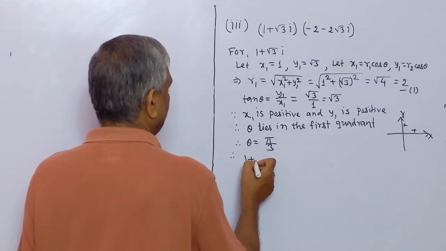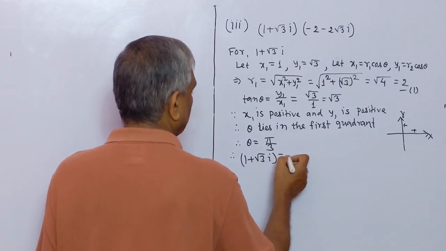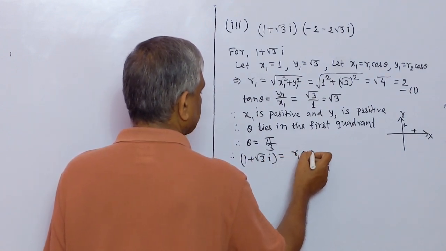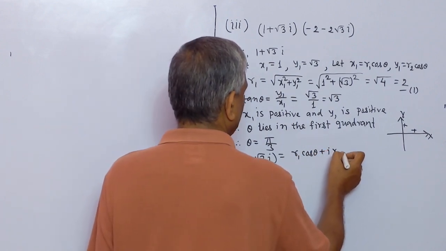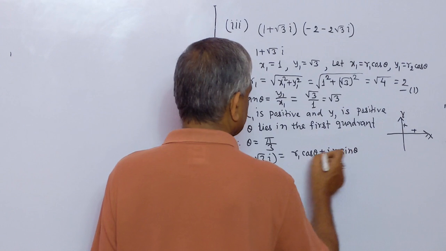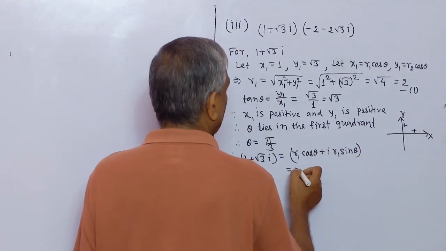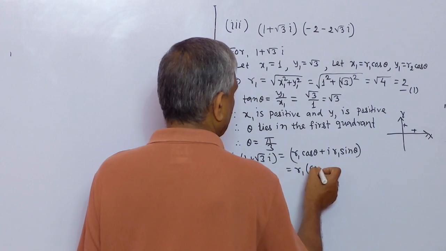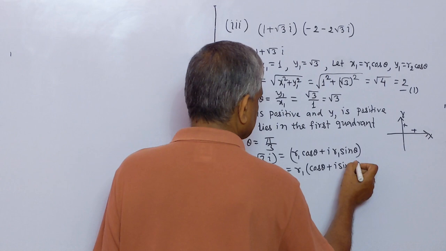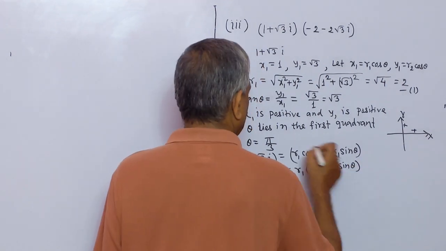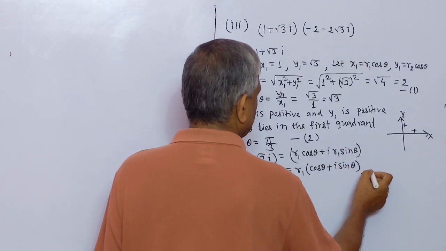Therefore 1 plus square root 3 i equal to r1 cos theta plus i r1 sin theta equal to r1 (cos theta plus i sin theta). Let this be number 2 and this is number 3.